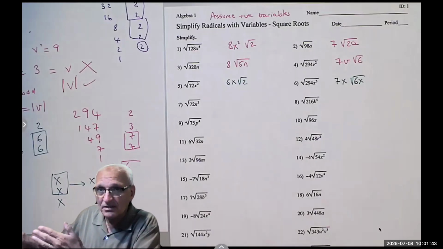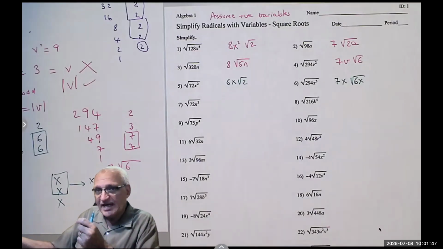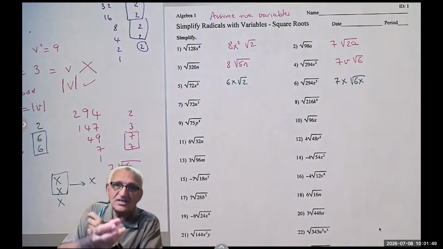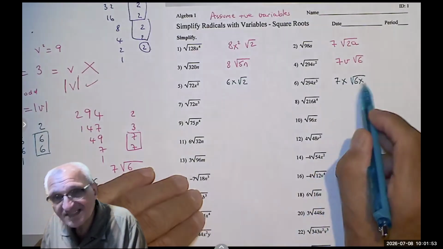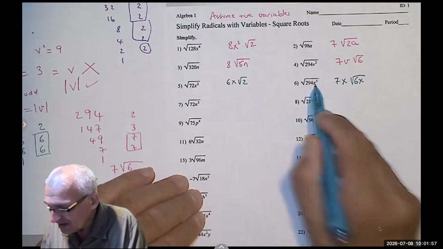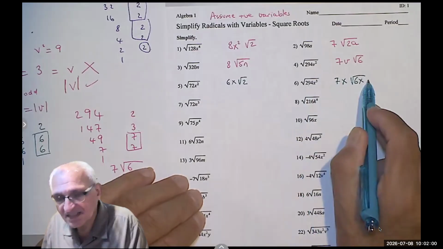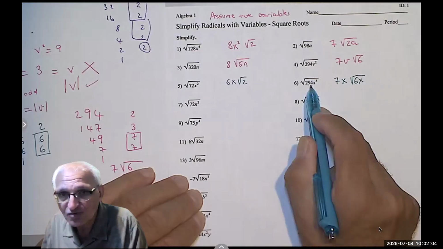Notice that when you take them from under the root, every two x's, meaning x squared, come out as a single x. When you do it the other way around, every x goes inside as x squared. So x squared times x would be x cubed. And the 7 goes outside, inside as 7 squared, or 49. And 49 times 6 will give you 294.